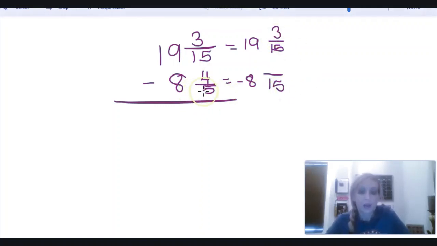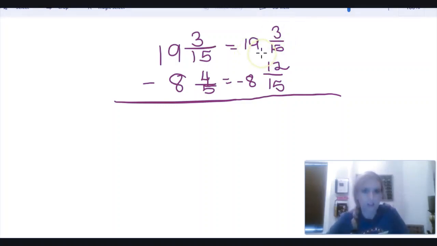You ask yourself, what do I multiply 5 times to get 15? That's 3. I have to do the same thing to the top. 4 times 3 would be 12. I still can't subtract though, can I? Because I've got a smaller number on the top. Just like in regular subtraction, you can't do that.